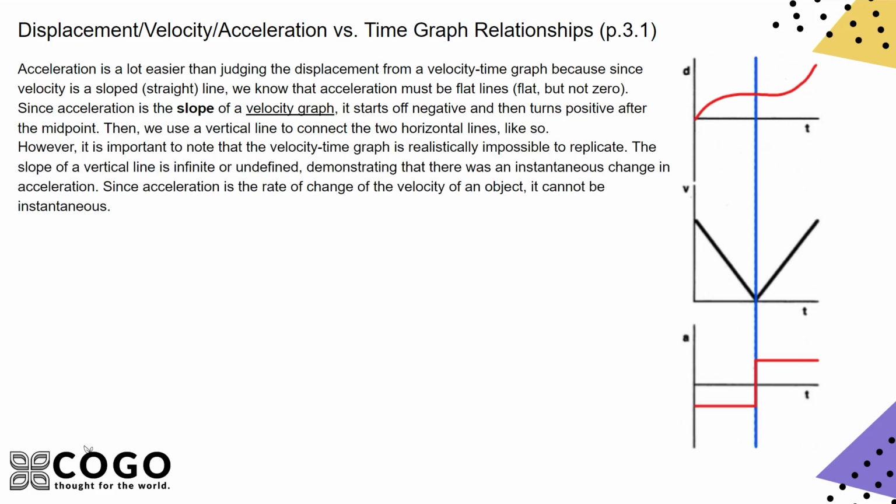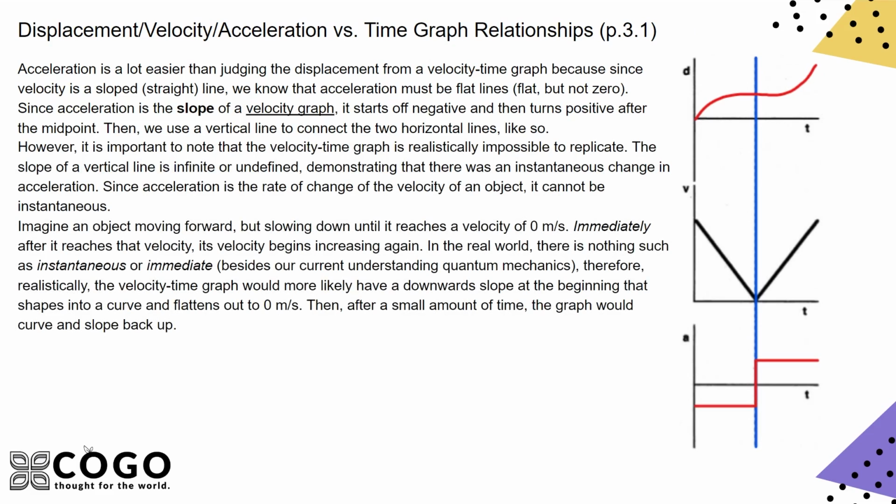However, it is important to note that the velocity time graph is realistically impossible to replicate. The slope of a vertical line is infinite or undefined, demonstrating that there was an instantaneous change in acceleration. Since acceleration is the rate of change of a velocity of an object, it cannot be instantaneous. Imagine an object moving forward, but slowing down until it reaches a velocity of 0 meters per second. Immediately after it reaches that velocity, its velocity begins increasing again. In the real world, there is nothing such as instantaneous or immediate, besides our current understanding on quantum mechanics.